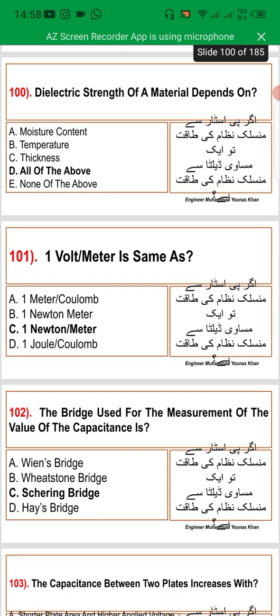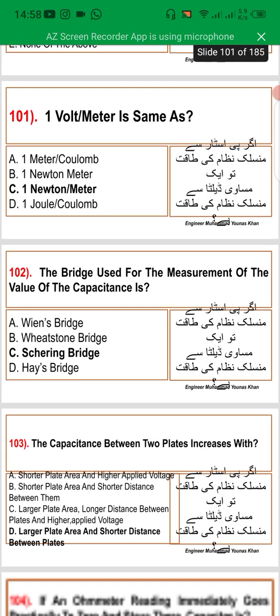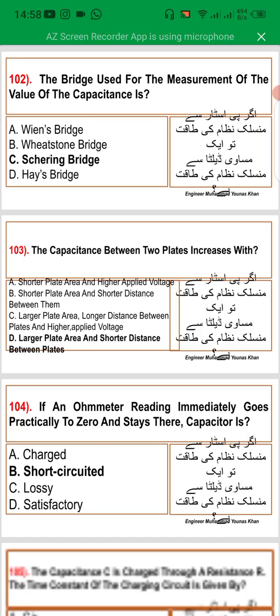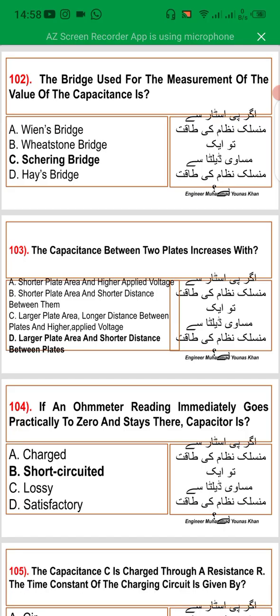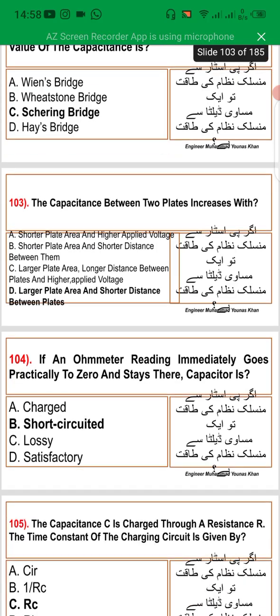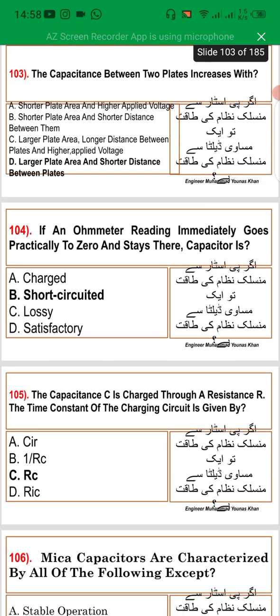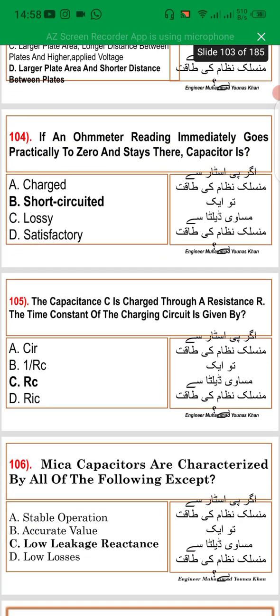Dielectric strength of a material depends on moisture content, temperature, and thickness. 1 volt per meter is the same as 1 newton per coulomb. The bridge used for the measurement of the value of capacitance is the Schering bridge. The capacitance between two plates increases with large plate area and shorter distance between plates.